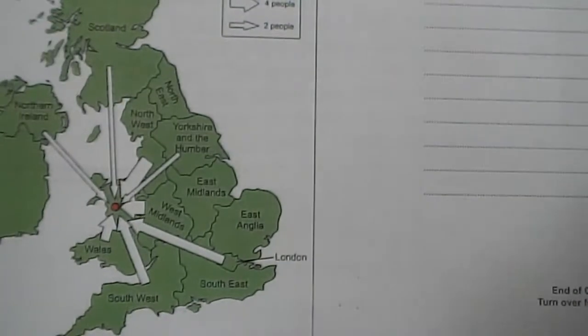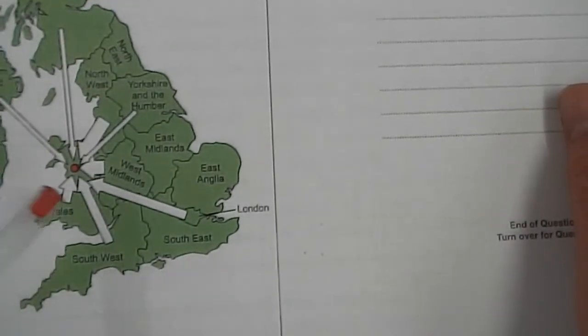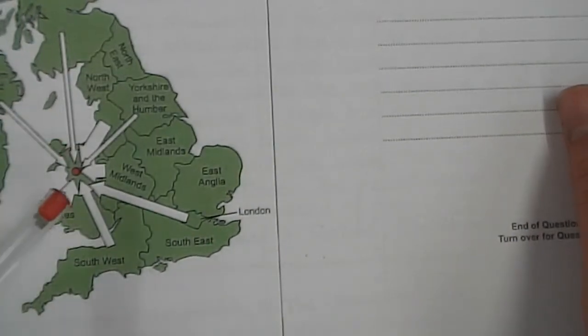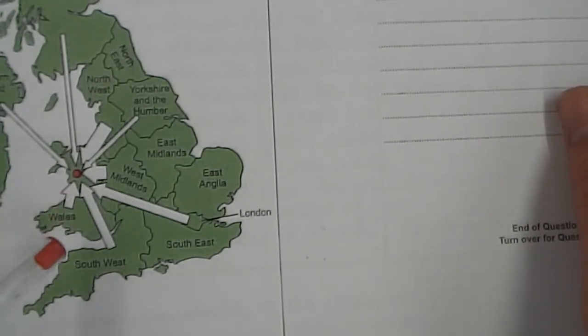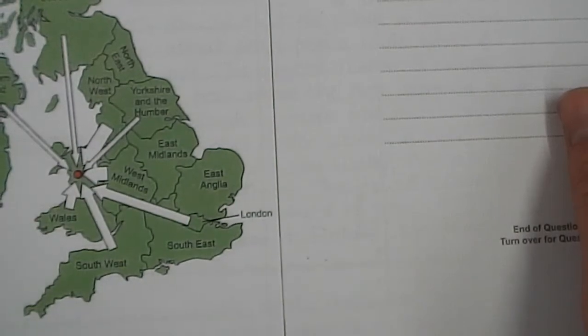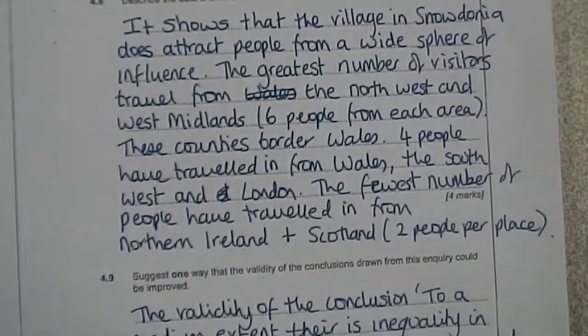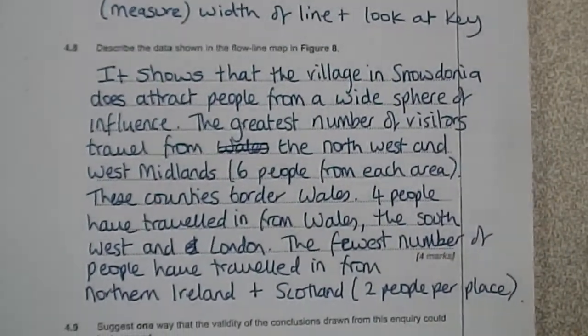So I've identified those trends there. Actually, there isn't really a pattern of where most people come from. The general trend though would be that the closer you are to the place, the more people are travelling in there. So let's see what's been put in this question to relate to that.